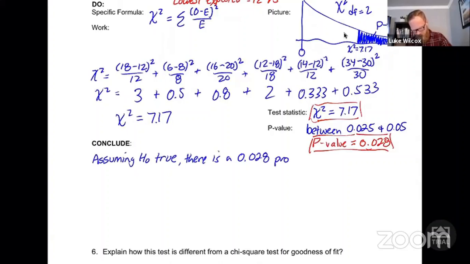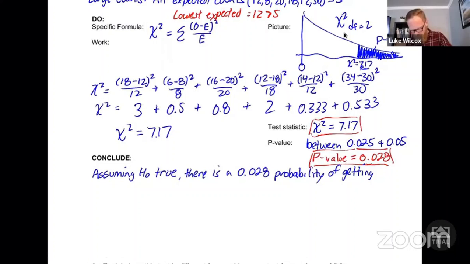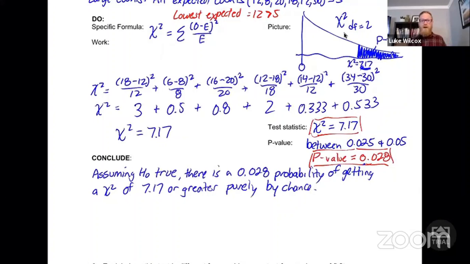And of course, that's a probability of getting a chi-squared value. If you look back at our picture, we got a chi-squared value up here of 7.17. So a chi-squared of 7.17 or greater purely by chance. Now this probability is very low. It's very unlikely that this would happen purely by chance, assuming the null hypothesis is true. So that's going to allow us to make our conclusion here.